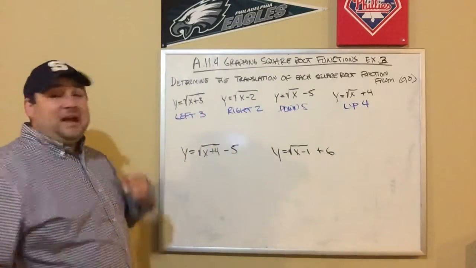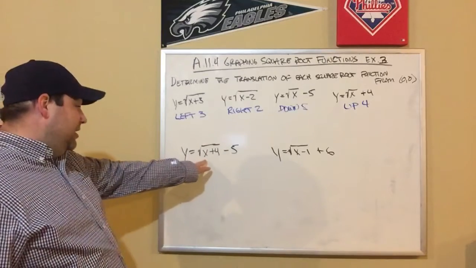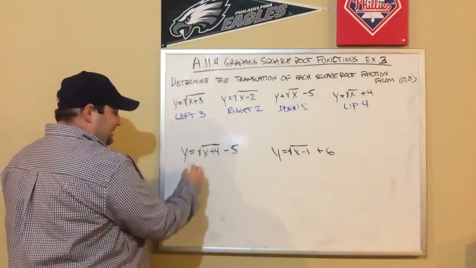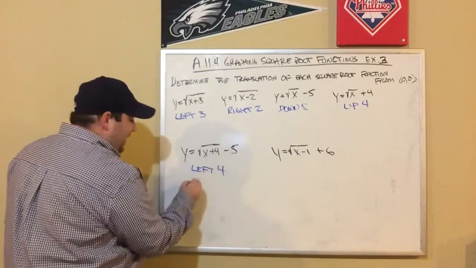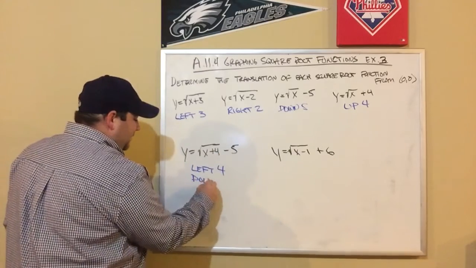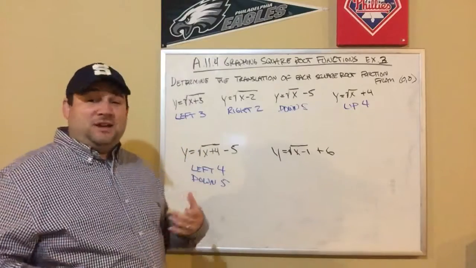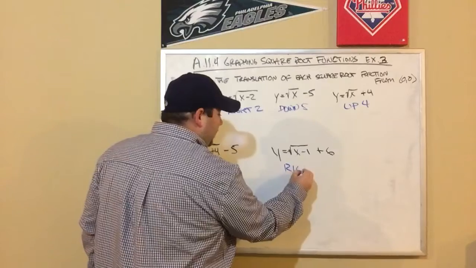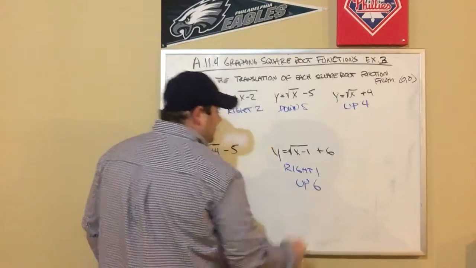Let's look now. We're combining both scenarios, left and right, and up and down. So let's look here. y equals the square root of x plus 4, minus 5. The plus 4 under the root tells us left 4. The -5 tells us down 5. Let's look at this one. y equals the square root of x minus 1, plus 6. x minus 1 tells us we're going right 1. The plus 6 tells us we are going up 6.